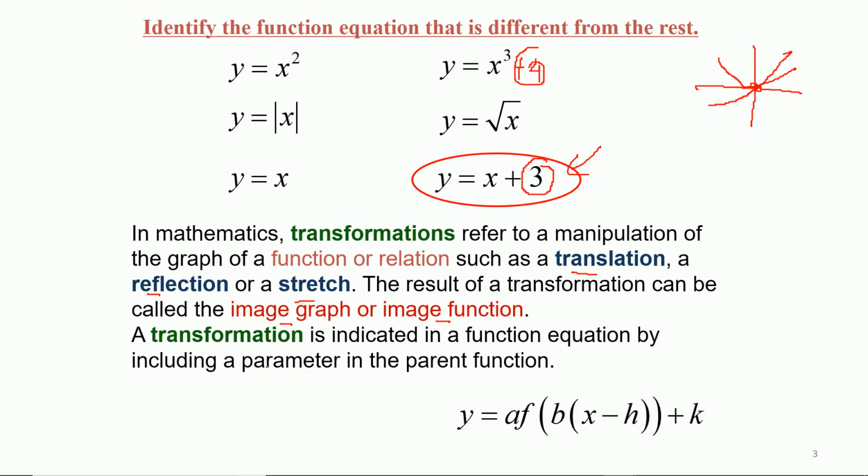So a transformation is indicated in a function equation by including a parameter in the parent function. So y will be equal to a f(b(x minus h)) plus k, or in some books it is k here, b here, or c like this.